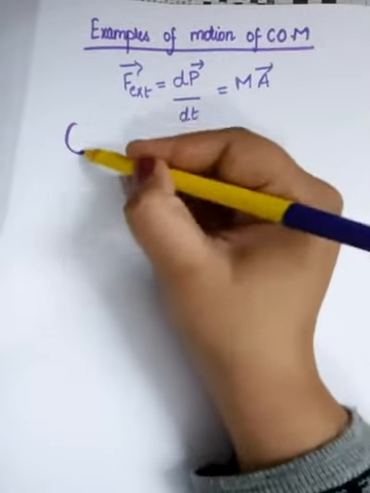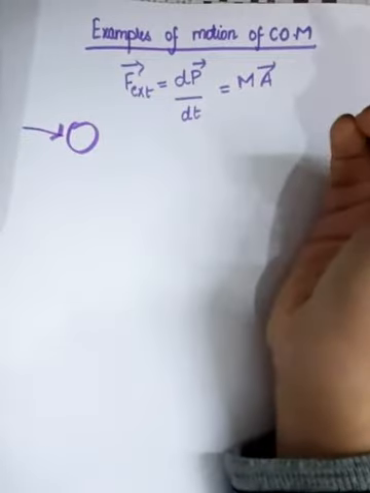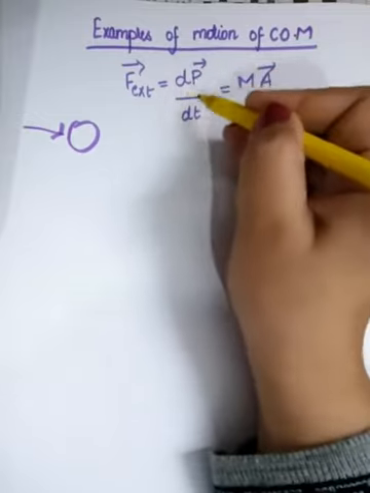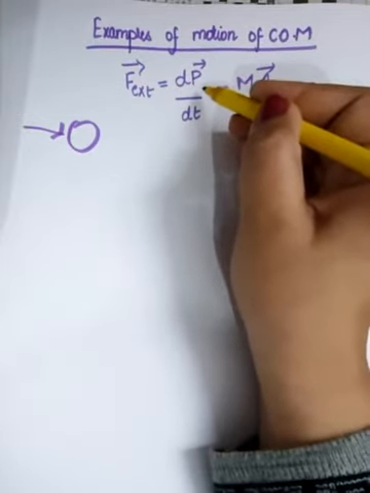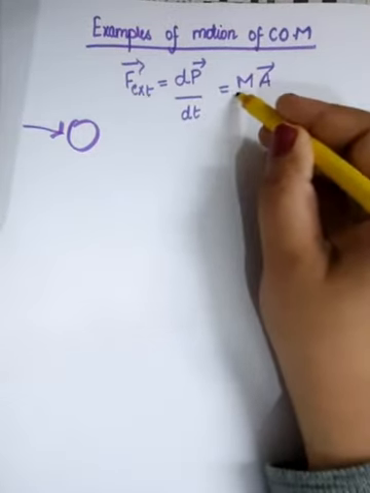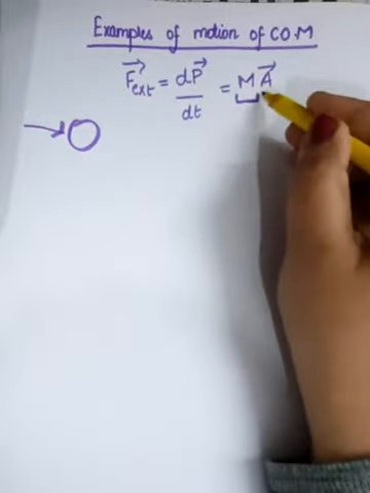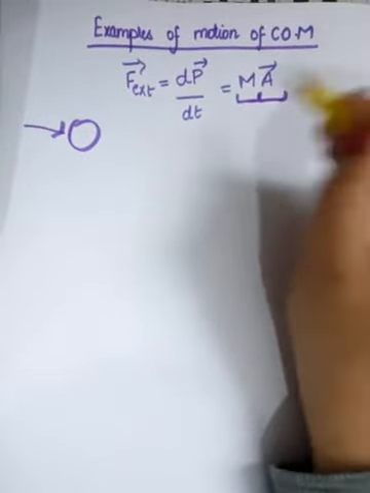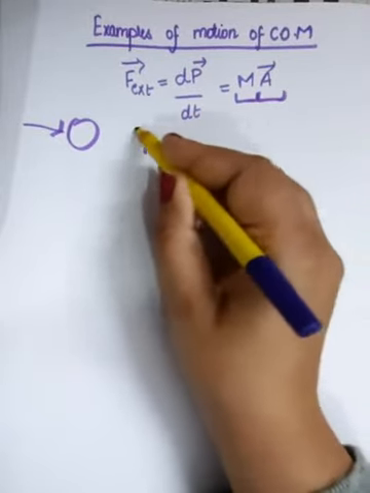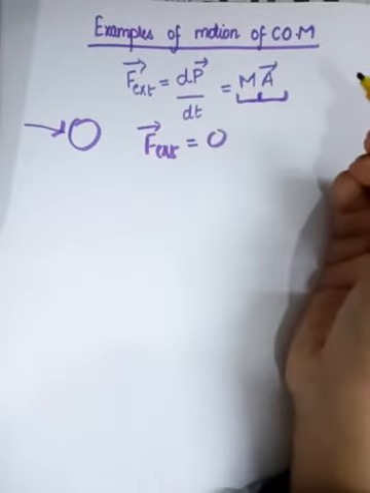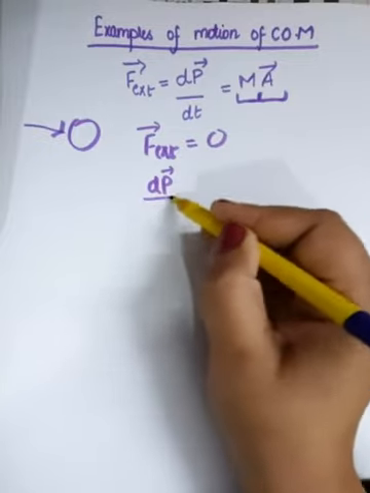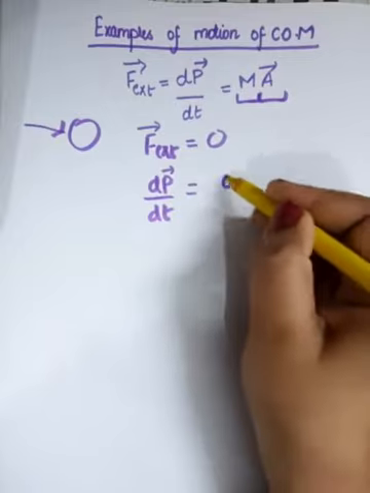See, if you have a system and you have applied an external force on it, that external force will bring a change in momentum of center of mass, right? And this is equal to mass of the whole system multiplied by acceleration of center of mass. So this means if F external is 0, or you can say that no external force is acting on the system, then dp vector by dt will be equal to 0.